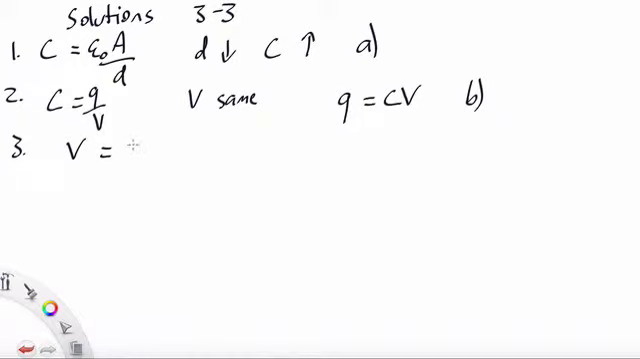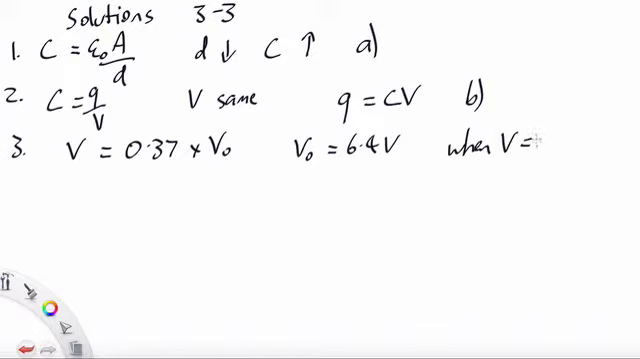Now number 3, we have the spot where it has discharged to the time constant. It's 37% or 0.37 of the peak voltage. We can read the peak voltage is about 6.4 volts. So we want to know at what time is V 0.37 times 6.4, or 2.4 volts, and it is closest to 15 seconds, so that is B.